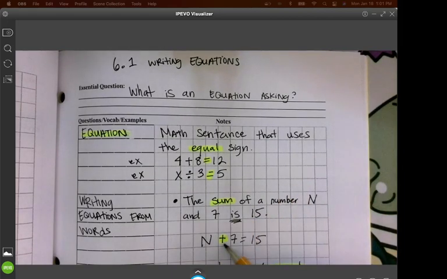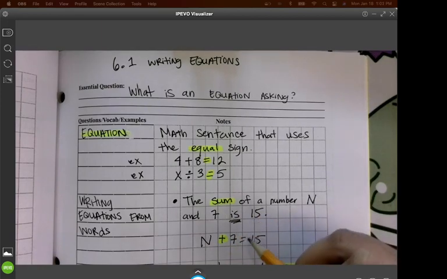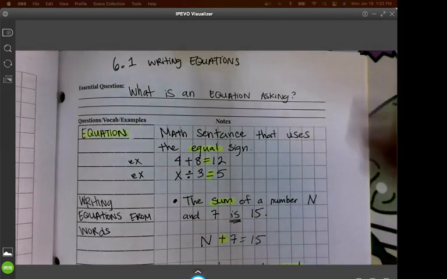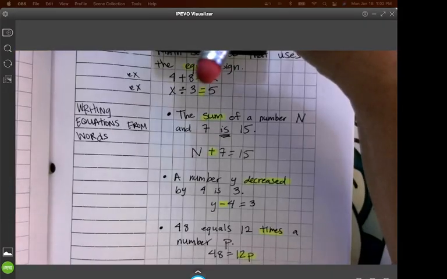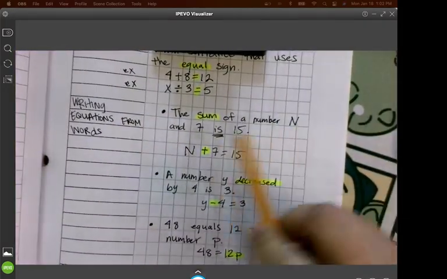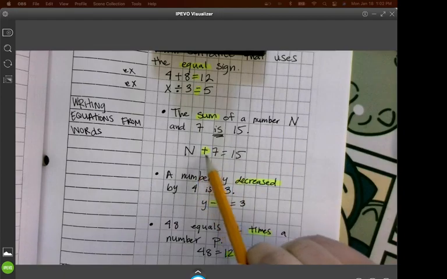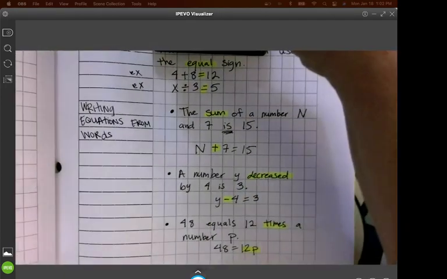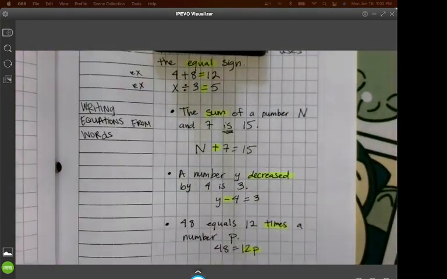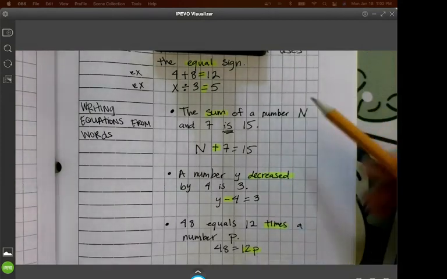As you can see, sum actually means plus. We remember that. The sum of a number n and 7 is 15. That word is tells us that it is equal to. So the sum of n and 7, so n plus 7 equals 15. That's all. We're just writing them down as math sentences.